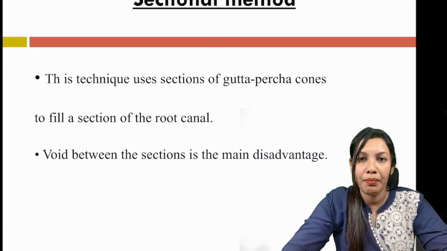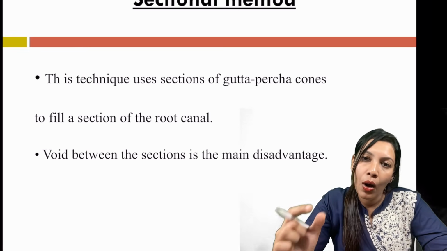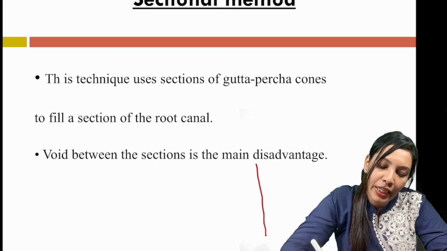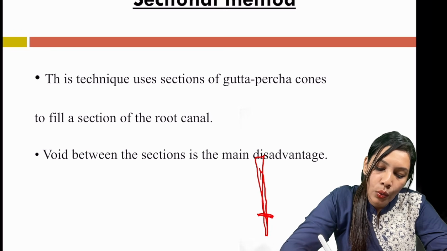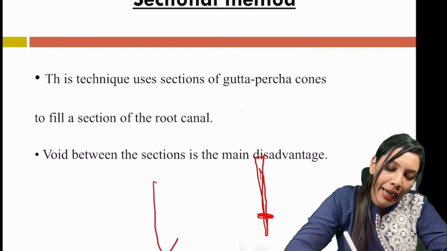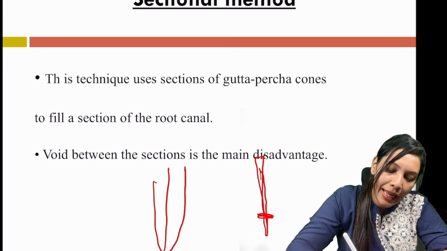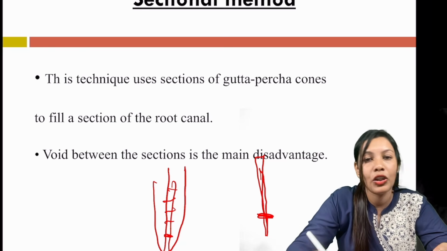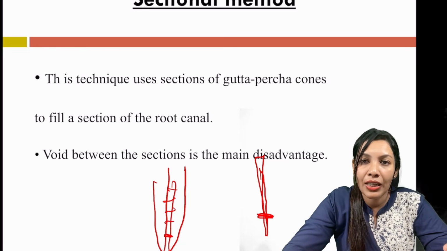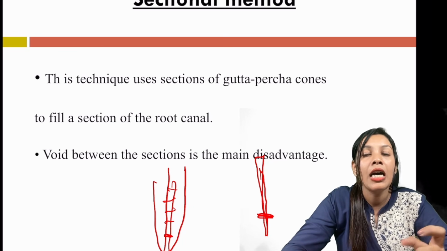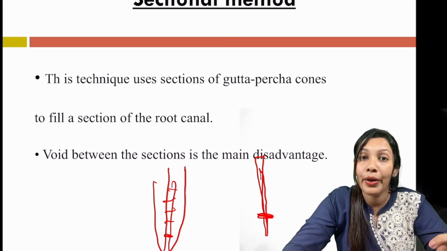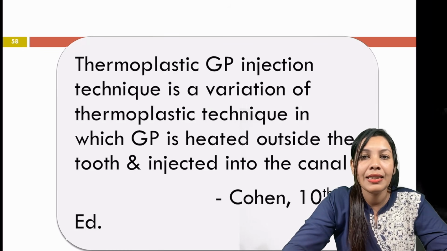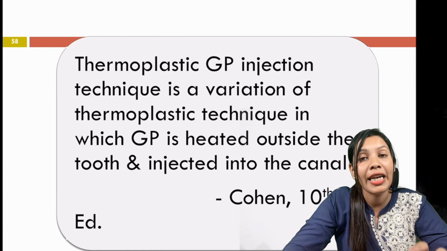Next is the sectional method. Sectional method means that from outside itself, we cut the gutta-percha to about 2 to 3 mm, and that is placed within the canal in a sectional manner. So in sections we obturate it. This is called the sectional method. This is mainly done to remove the voids present in the canal.